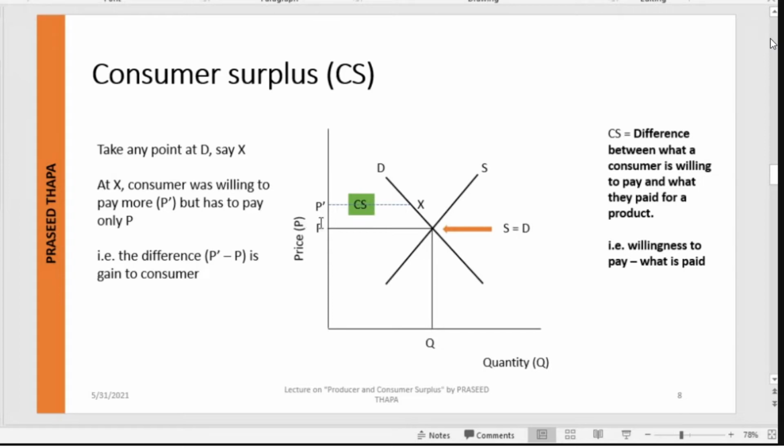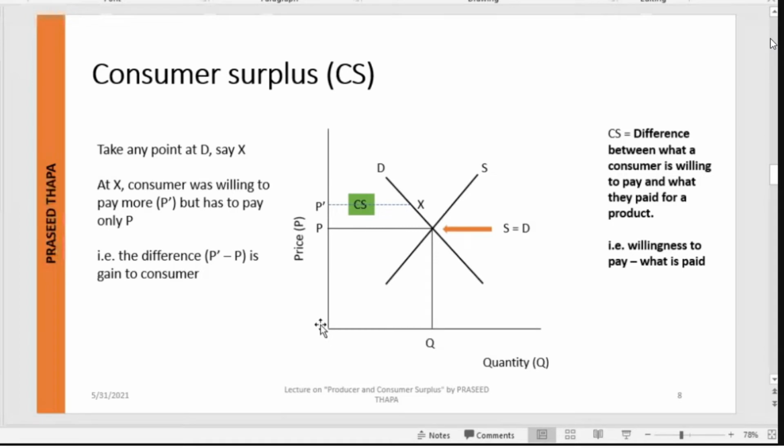Okay, let's say I was willing to pay OP dash. म चाहिँ यो origin बाटको यो differences म तिर्नको ready थिए कुनै commodity. I was willing to pay OP dash, but I had to pay only P because of the equilibrium in the market. So see, I was interested to pay 1,000 and I only paid 800. Because 800 was the equilibrium price, let us assume. So now the difference between your P dash and P is going to be your gain to the consumer.